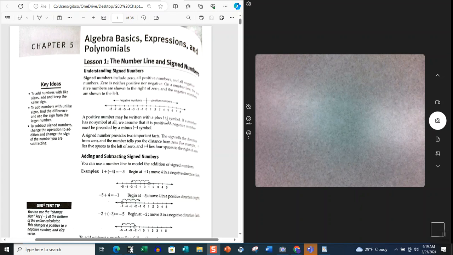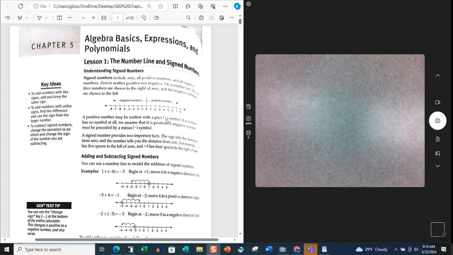Now one other thing that is not stated in the directions, well, we did touch on this earlier. 0 is not positive or negative. So you would not have a plus sign in front of 0 or a minus sign in front of 0. 0 is just 0. Now it says here, adding and subtracting sign numbers. You can use a number line to model the addition of sign numbers. 1 plus negative 4 equals negative 3.